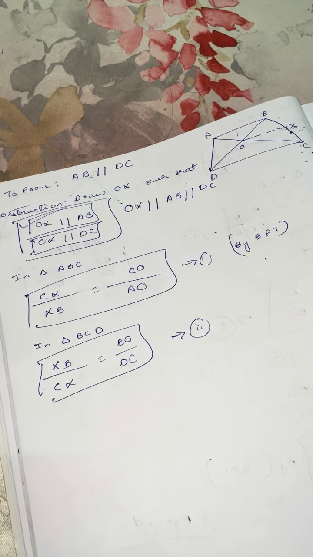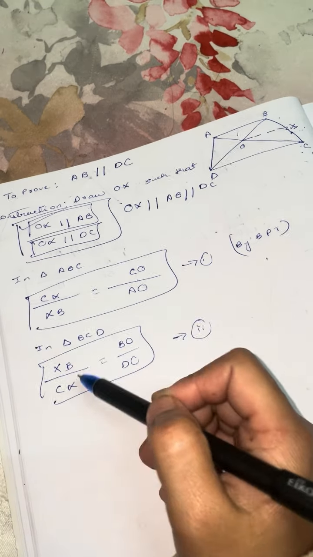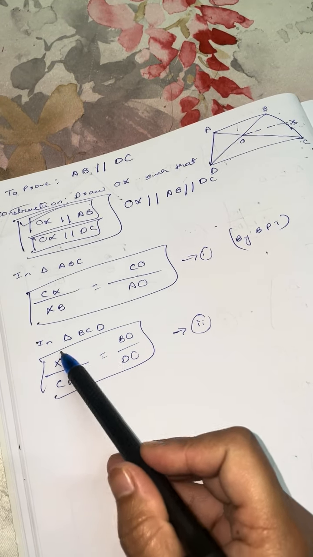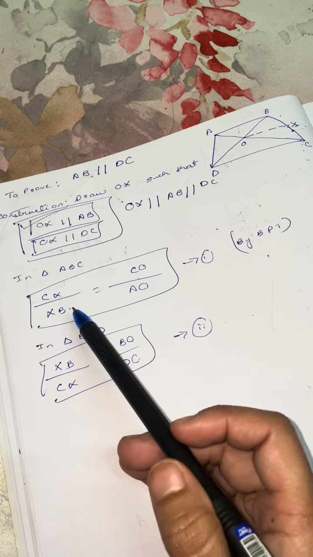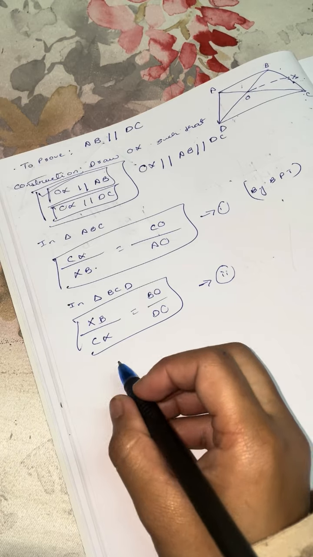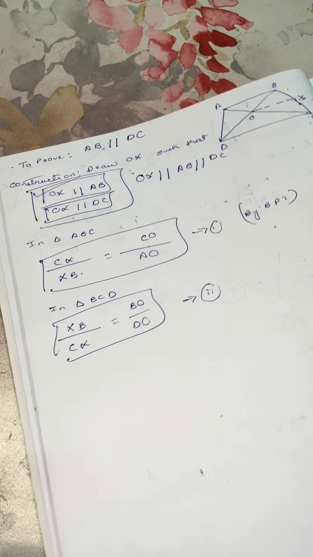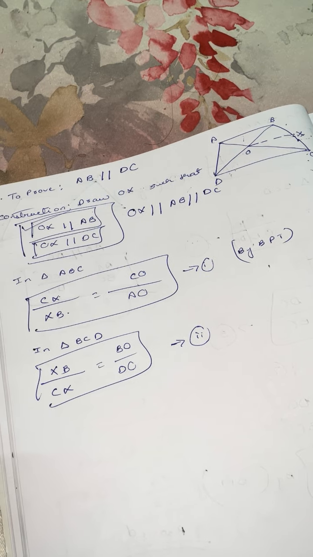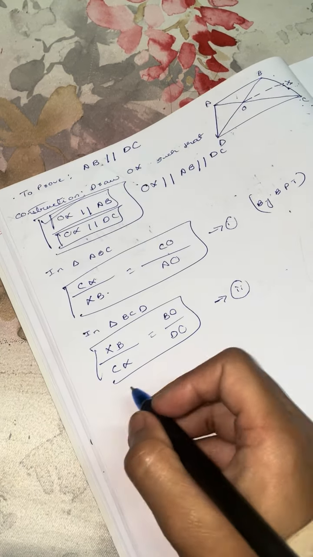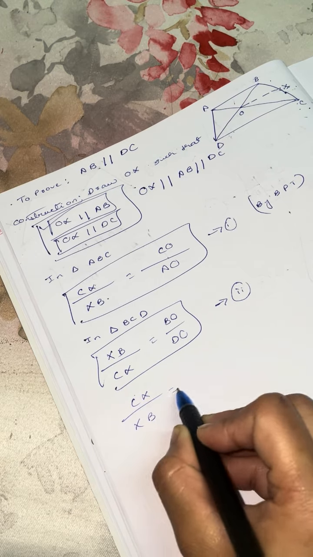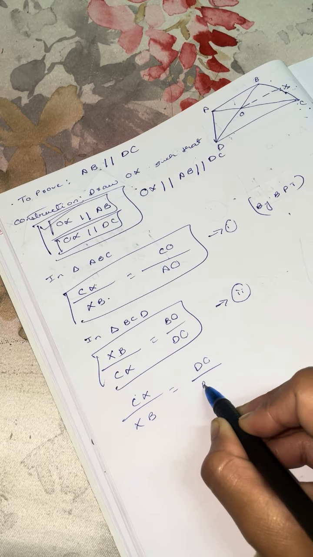When you look at this diagram, do you see anything similar between them? Yes, there is something. XB is here, and CX is here. We need to prove that AO by BO equals DO by CO, that is proportional. That is, CX by XB equals DO by BO.